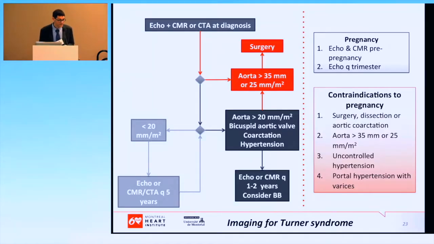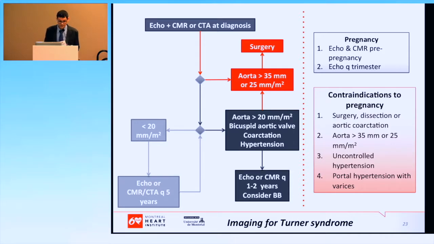So what do we do for imaging for Turner syndrome? We usually do echo and CMR or CT at diagnosis. Then if the aorta is larger than 35 millimeters, or more importantly, 25 millimeters per meter square, these patients should be referred for, or at least considered for, elective surgery. If the diameter is less than 20 millimeters, they can be seen back in 5 years with imaging.